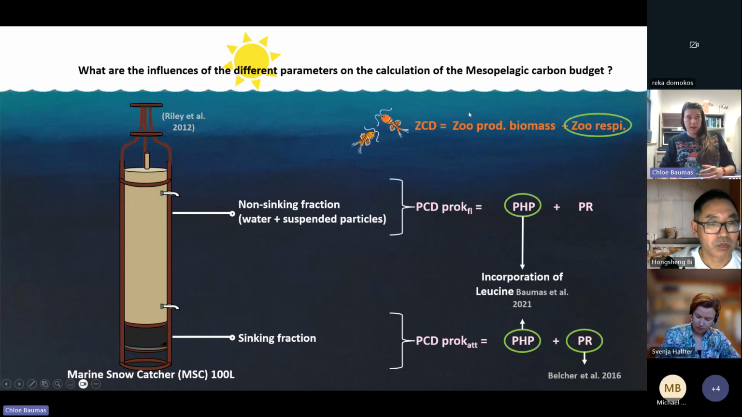I will not focus on that, but I tried to estimate what would be the respiration of zooplankton, so I will add that to the pink bar in the budget you will see.